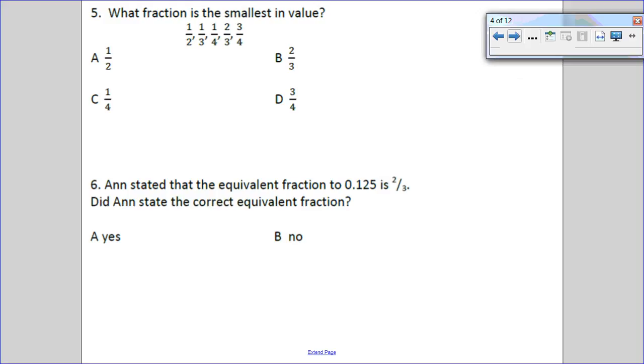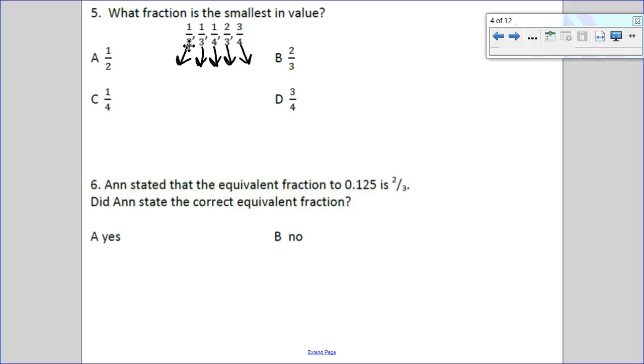All right, number 5. What fraction is the smallest in value? We do it the same way. We can just convert each of these to decimals the same way we did the last one. I'm not going to go over it again. Oh, actually, no, we're going to have to find a fraction. Excuse me. It's not b. Or maybe b, but we don't know that yet. We have to find a fraction.